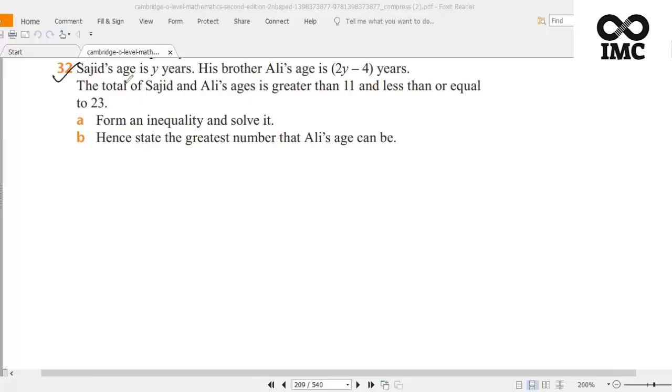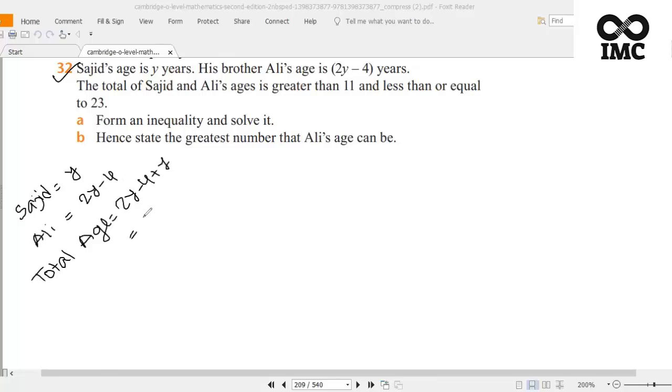Now, this question: Sajid's age is y years. His brother Ali's age is 2y minus 4. So here Sajid's age is y years and Ali's age is 2y minus 4. Then if I want to write the total age, it will be 2y minus 4 plus y, that is 3y minus 4 years.